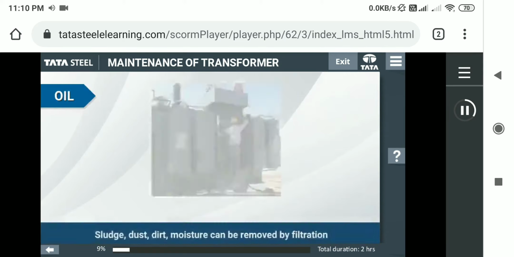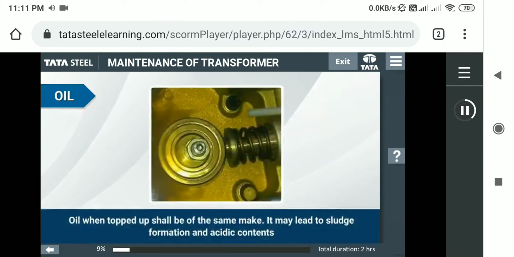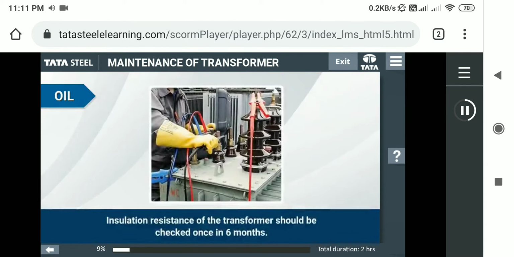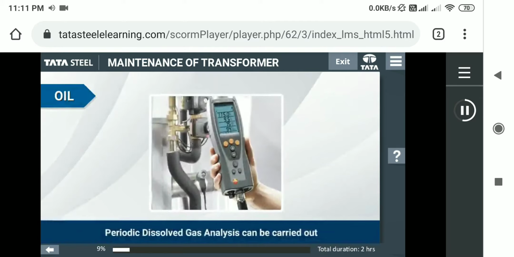4. Sludge, dust, dirt, moisture can be removed by filtration. 5. Oil when topped up shall be of the same make. It may lead to sludge formation and acidic contents. 6. Insulation resistance of the transformer should be checked once in 6 months. 7. Megger values along with oil values indicate the condition of transformer. 8. Periodic dissolved gas analysis can be carried out.